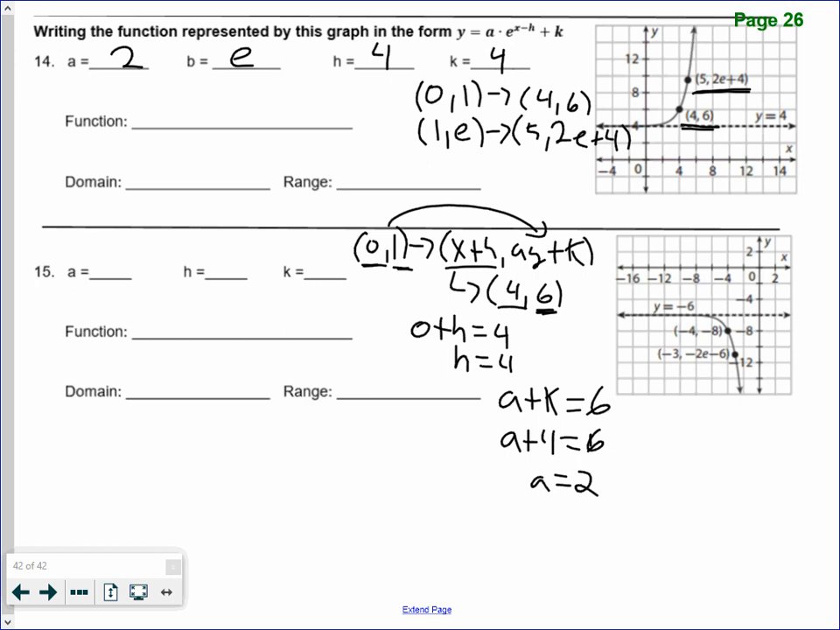We can make our function really easily. So g of x will equal our a value of 2 times our base of e raised to the x minus h. So x minus 4, plus 4.